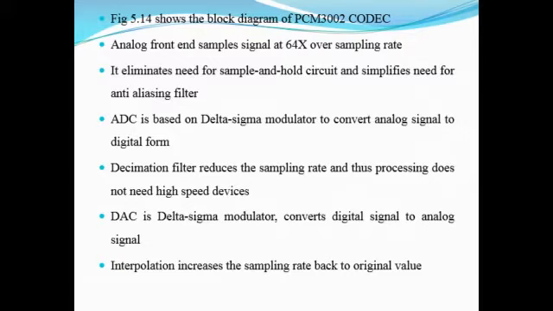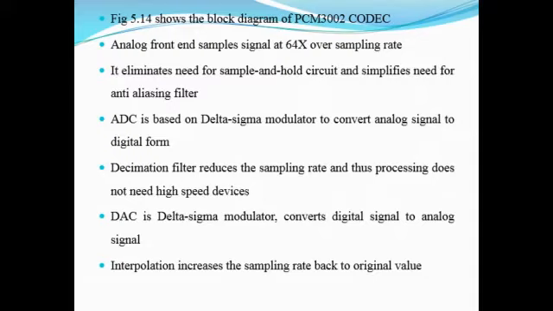The figure shows the block diagram of the PCM codec. The analog front-end samples the signal at 64x over the sampling rate. It eliminates the need for a sample and hold circuit and simplifies the need for an anti-aliasing filter. Normally, when we go with the process of sampling, we come across the usage of a sample and hold circuit, where the signal is sampled and held for a certain interval of time, then a value is assigned to a particular set of samples.